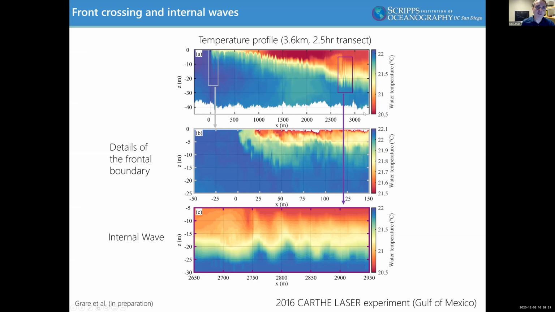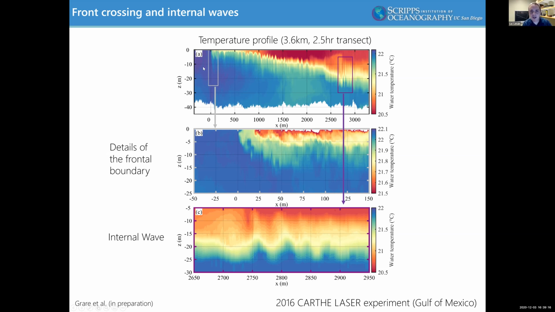And finally, another example to showcase the kind of capabilities that we have with wave gliders is a front crossing. Here I'm showing the temperature profile. This is about 3.6 kilometers, in the Gulf of Mexico, going through a very sharp front. It took about 2.5 hours to do those 3.6 kilometers.